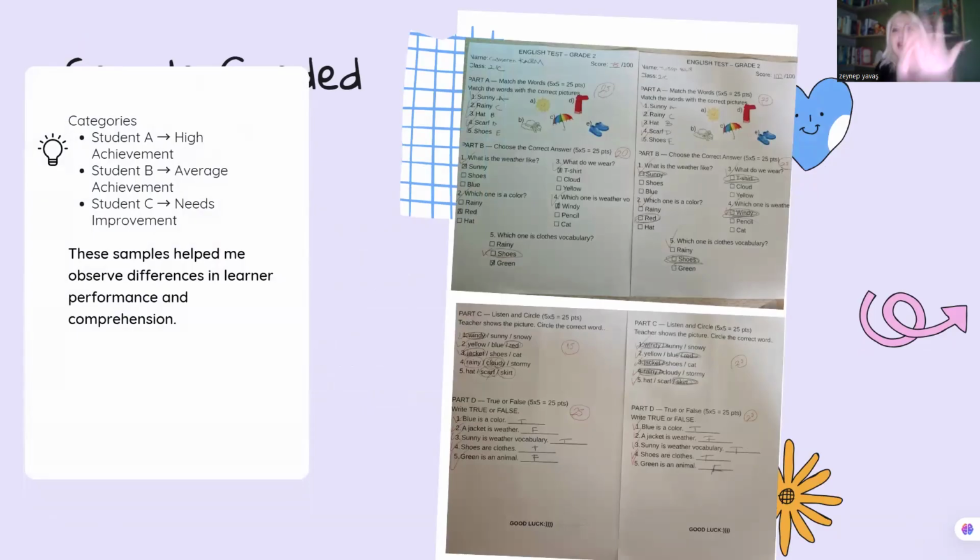And you can see my test examples. There are two example tests of mine, in the categories student A, high achievement, and student B, average achievement. I cannot add student C, but I want to mention him. Student C needs improvement because his score was, I think, 55 points. These samples helped me observe differences in learner performance and comprehension.